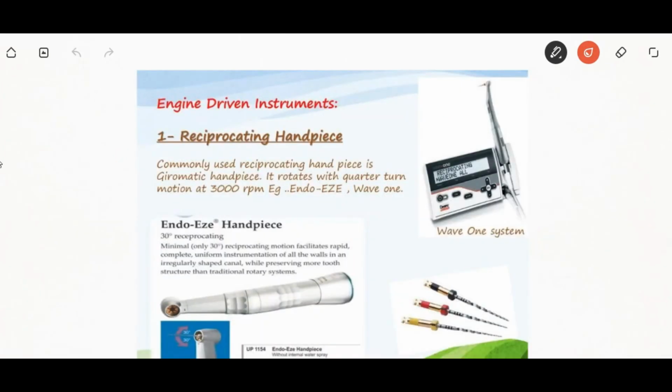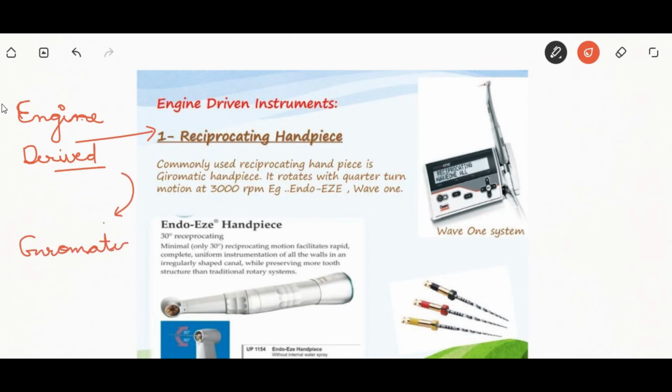Now coming to the group 2 non-rotary endodontic instruments. The engine driven instrument. The example is the gyromatic handpiece. So what is the example of engine driven instrument? It's the gyromatic handpiece. What is the speed of this gyromatic handpiece? It rotates with quarter turn motion at 3000 rpm.